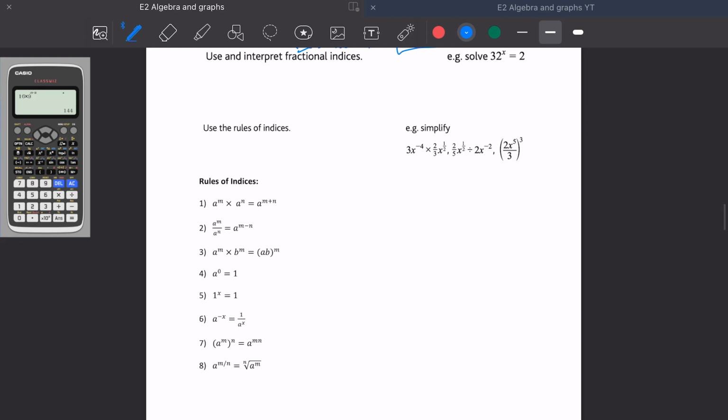The next syllabus statement is use and interpret fractional indices. The question is solve 32 to the power x is equal to 2. So 2 is equal to 32 to the x. Now in these type of questions you have to get the same base. So 32 is just 2 to the 5. So it becomes 2 to the 5x. Now when the bases are same, we can equate the powers. So it becomes 5x is equal to 1 and x is 1 by 5, which is 0.2.